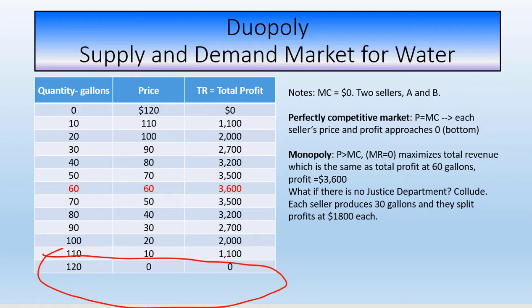Now a monopoly would want to maximize total revenue, which would be the same thing as profit. And so where is profit maximized? Well, total revenue is maximized right in the middle of the table here. It's 60 units, 60 gallons of water with a price of $60. And the total profit in the whole market would be $3,600. Divide that by 2, and each player in the duopoly will have profits of $1,800. So for this monopoly to come about, the two companies would have to collude. Now we want to see what their incentives are around this collusion.